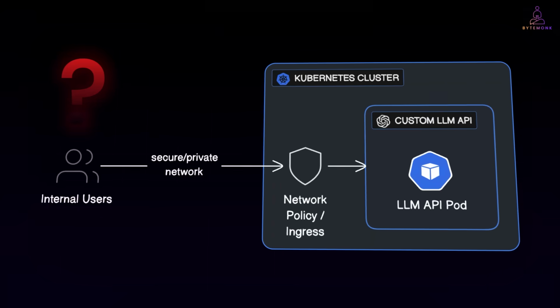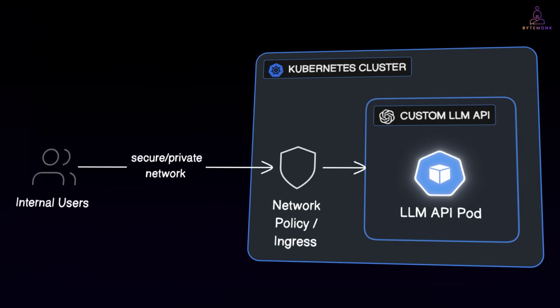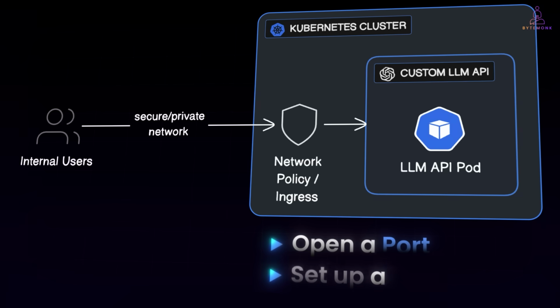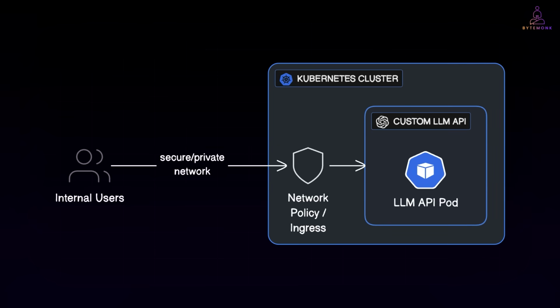How do you actually access that self-hosted model from anywhere? The model is sitting in a Kubernetes cluster somewhere. So you open a port, or set up a VPN that gives everyone way more access than they need. None of those are real options.